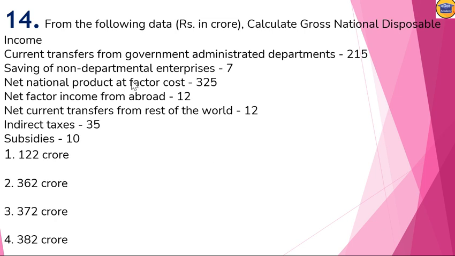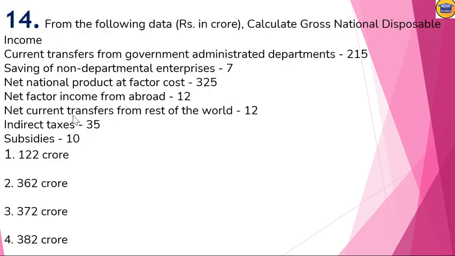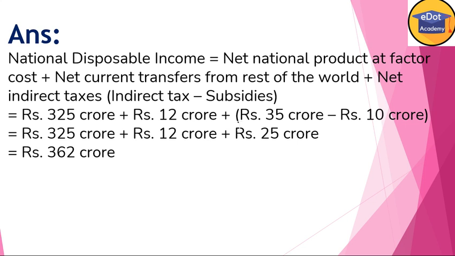All other values we have not taken into account. That means current transfer from government administrative departments and saving of non-departmental enterprises we have not taken into account. Only net national product at factor cost, net current transfer from rest of the world, and net indirect taxes are taken here. What is the formula of net indirect taxes? I'll repeat once again: indirect taxes minus subsidies.